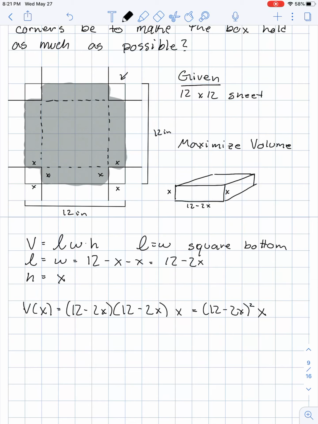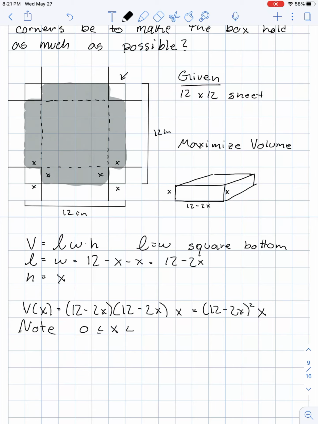We also need to talk about endpoints, like how big X can be and how small X can be. Well, I can just choose to not cut out X at all. X can be 0, and I can just choose to not cut any squares. It wouldn't make a really good box, but it could happen. So the smallest that X can be is 0.